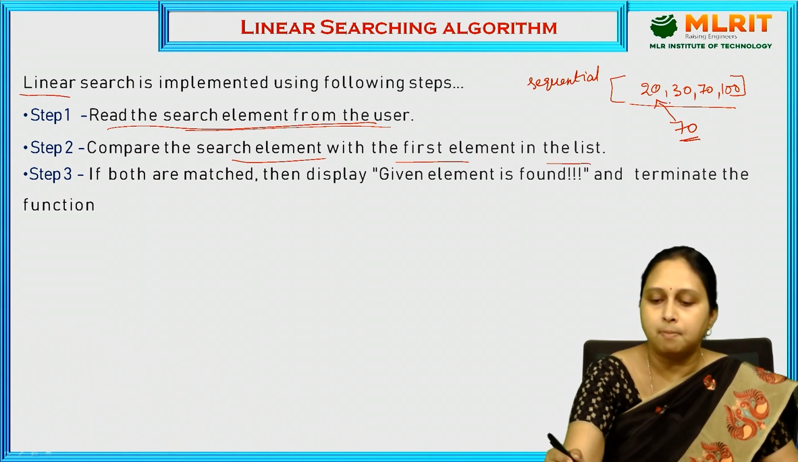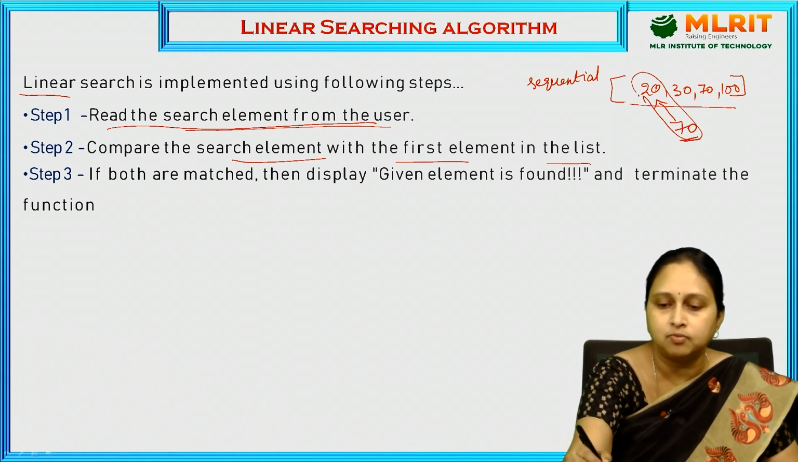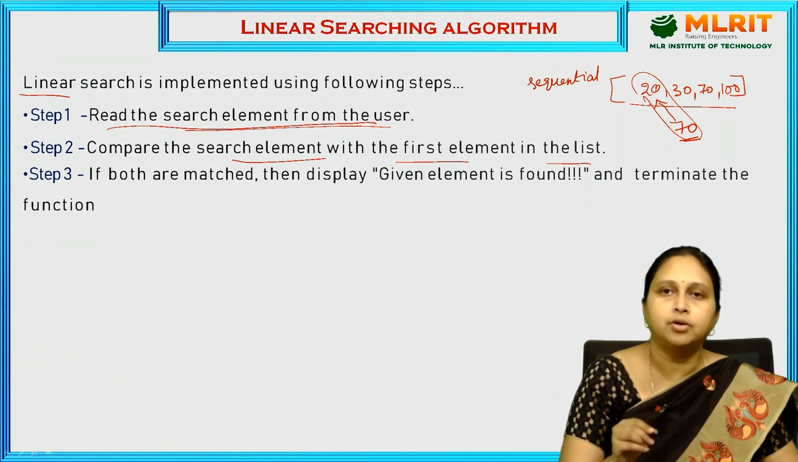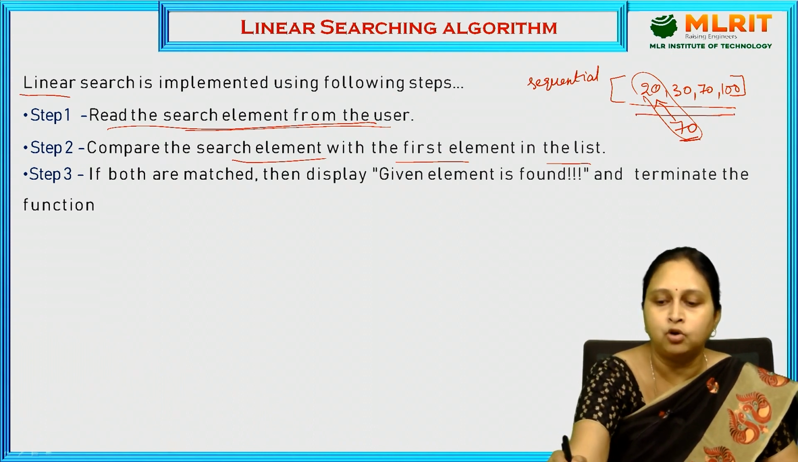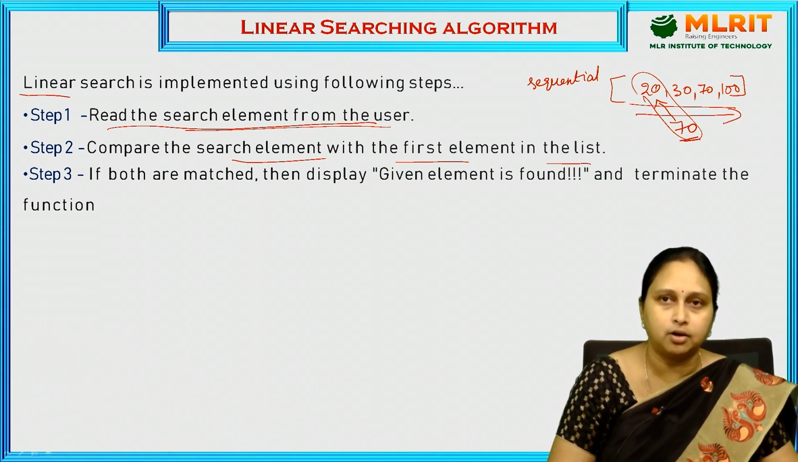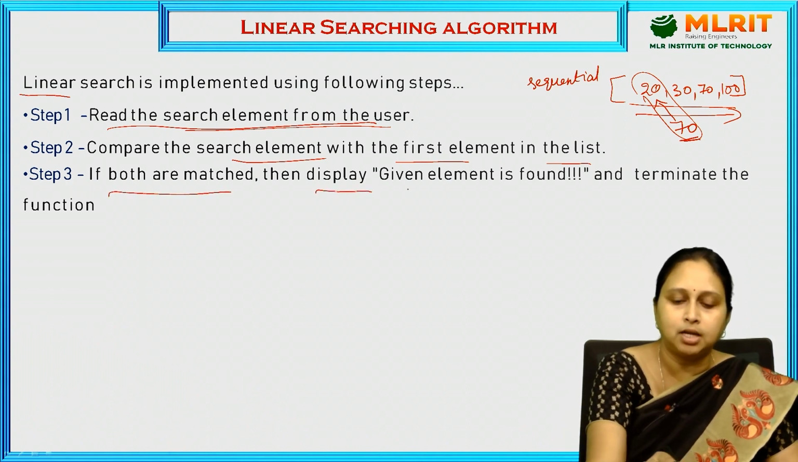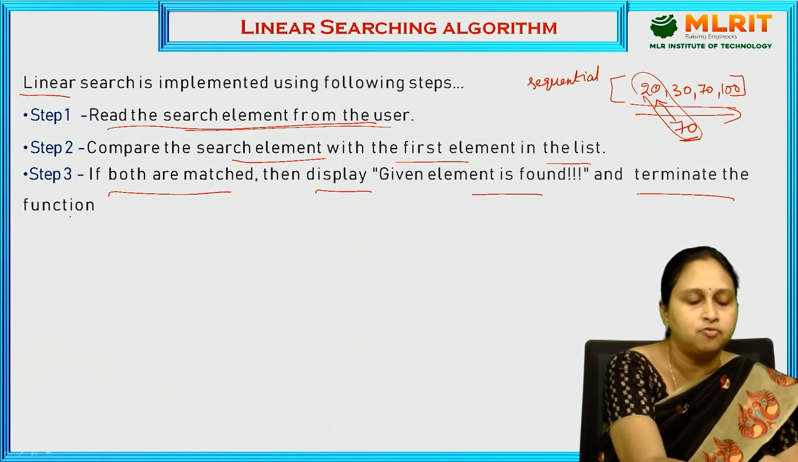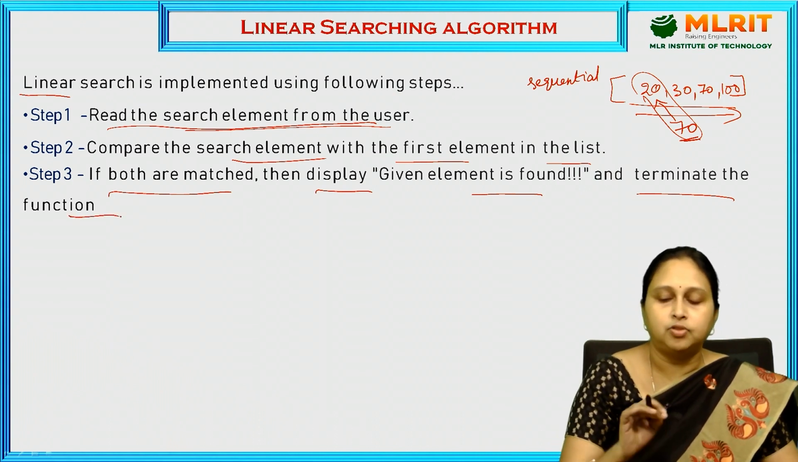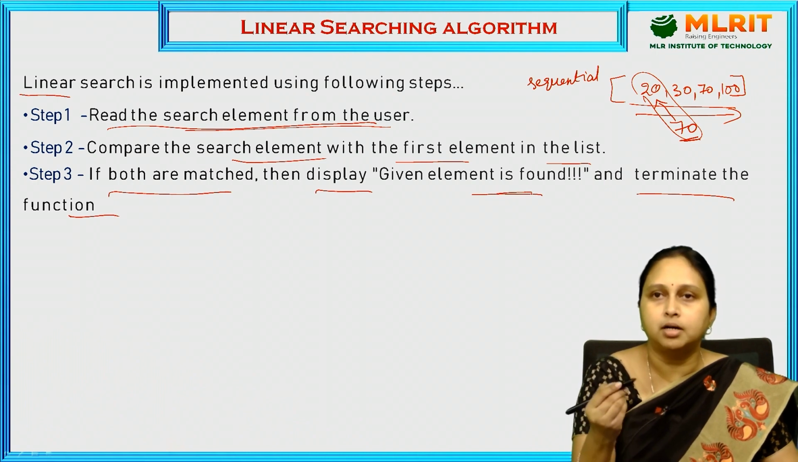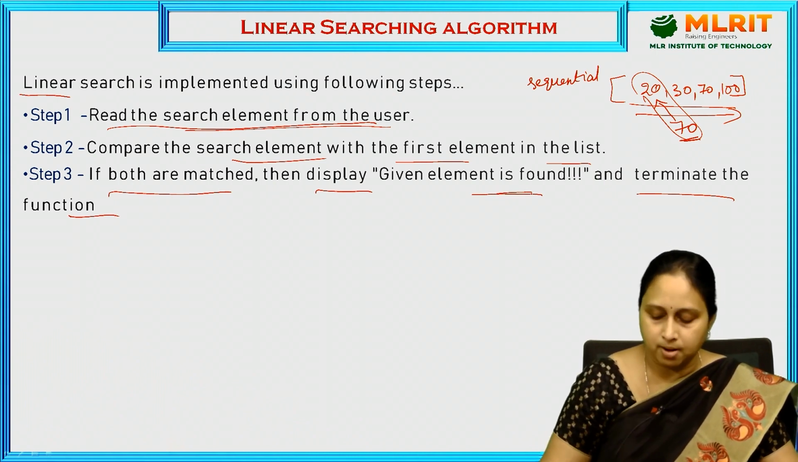If there is a match between these two elements, then we can say that the element is found in the list. Otherwise, we are going to repeat this process until the end of the list. Now, you see the statement: if both are matched, then display that the given element is found and terminate the function. If the element is found, we say that it is found at a particular position and we return from the function.